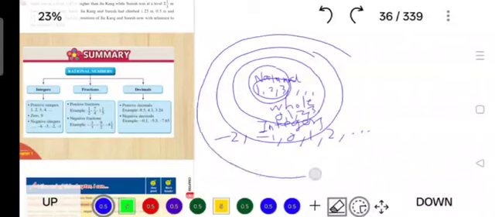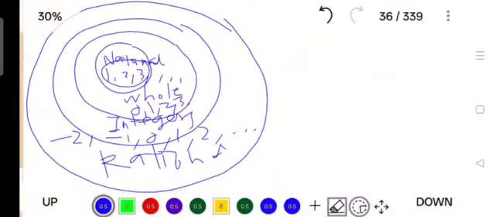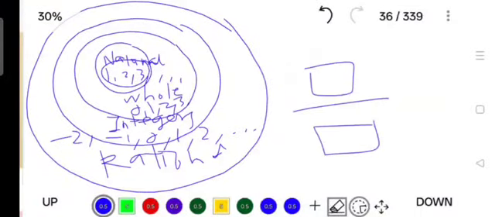One more layer outside, I can go to rational numbers. What are rational numbers? Rational numbers are numbers that can be written as a fraction, a quotient. What is that? Basically one number up and one number down, like a normal fraction. That is what we call rational.